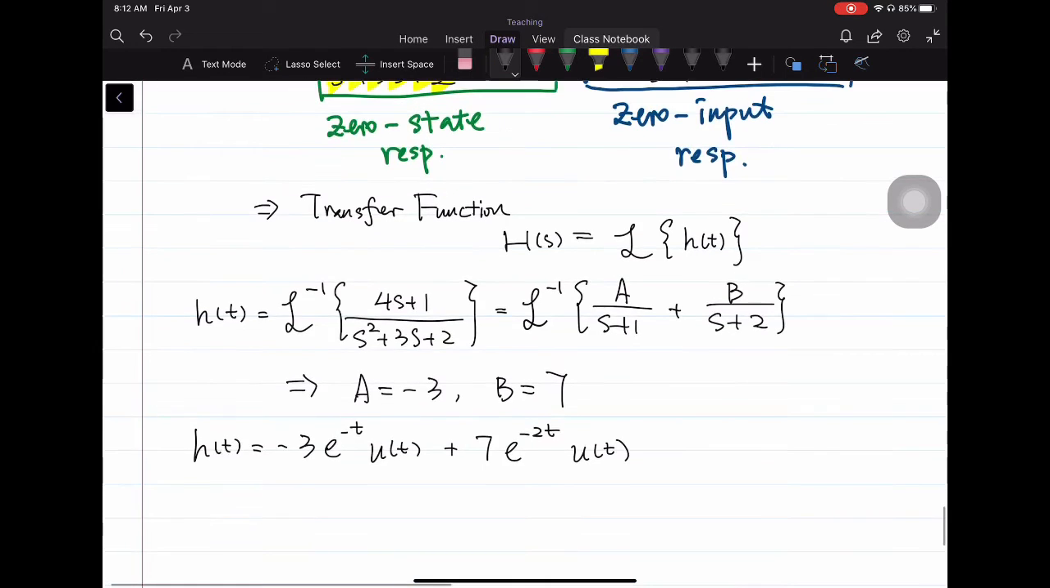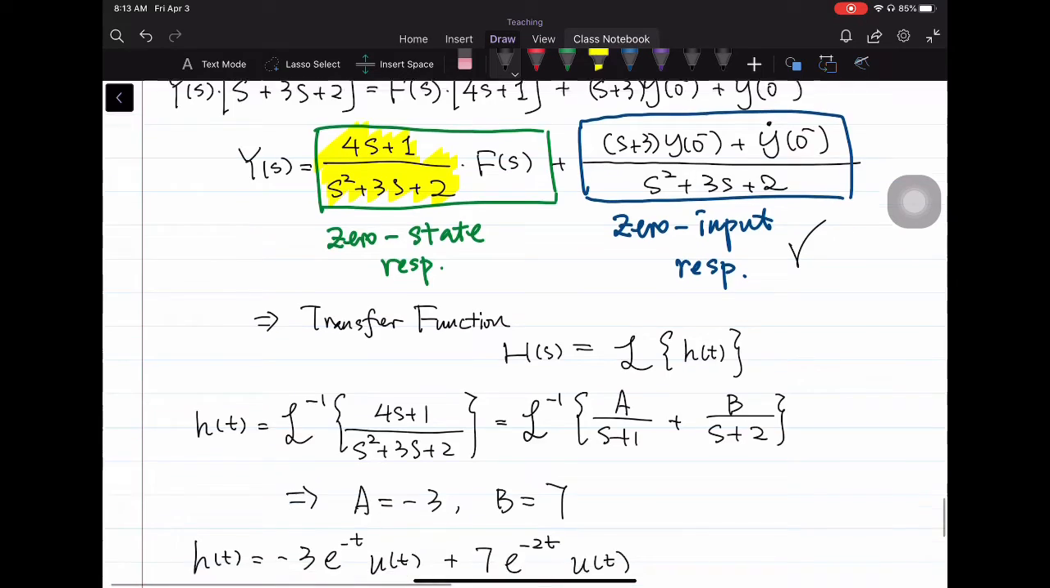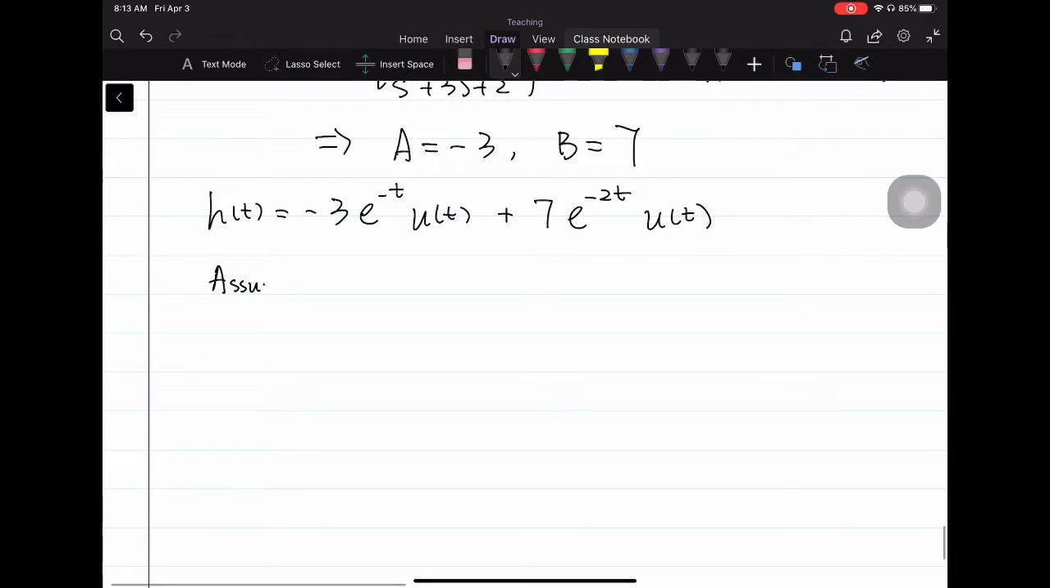Now, if we go back to this equation, we also have this blue box. You can do the zero input response based on the initial condition. And let's do an example to check whether or not this is true. So let's assume, for the same example, that I know the initial condition y(0) is equal to 1, and the initial condition of the derivative is equal to 2, and I want to find the zero input response.